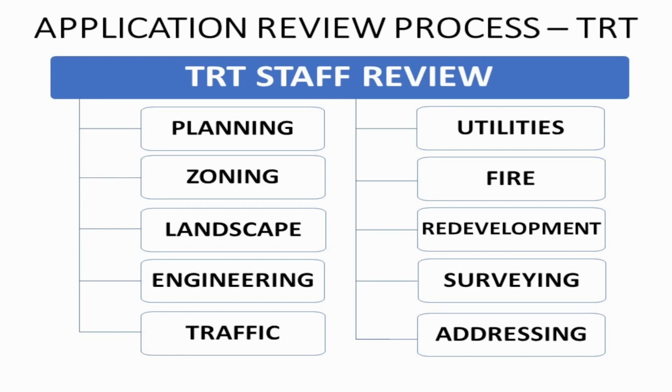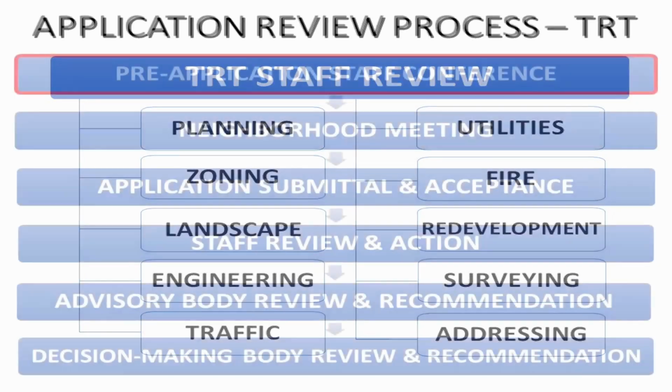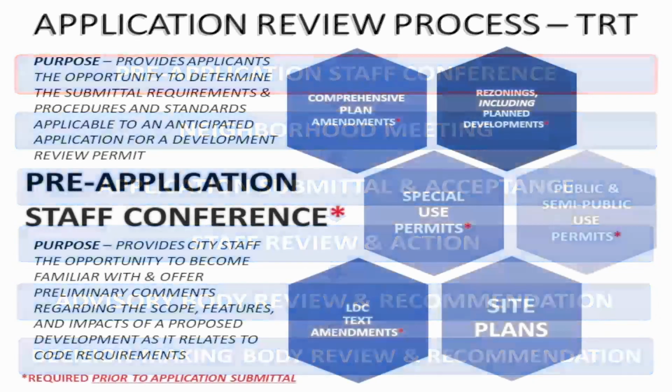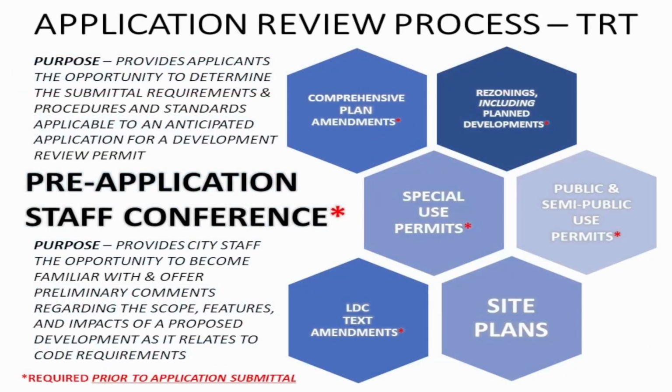So this is a kind of a flow chart of the major components of the development review application process and how the technical review team gets involved. It's typically initiated with a pre-application meeting staff conference, or what people commonly call the technical review team meeting. The general purpose of those meetings is to provide applicants with the opportunity to determine the submittal requirements and procedures and standards that would be applicable to a specific type of application that would be submitted.